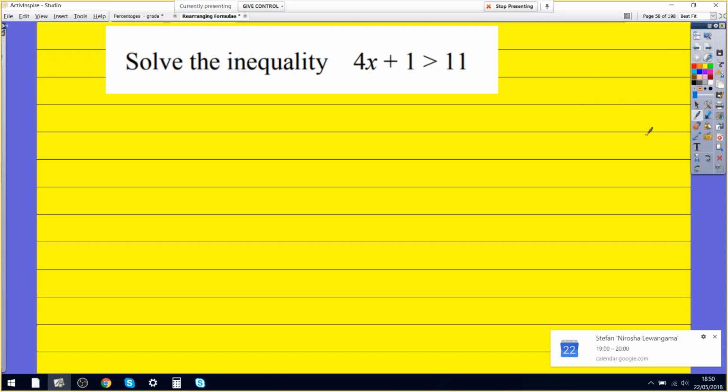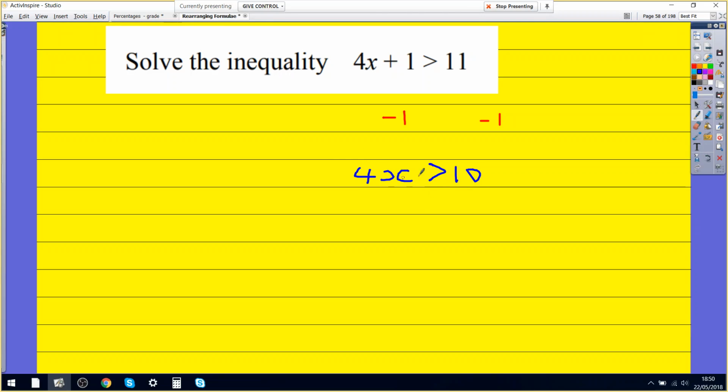Okay, let's do one more. Last one for this type. 4x plus 1 is greater than 11. So you take away 1 from both to start off with. Yeah. So the right bit would be 10, and then the left bit would be what else? You took away a 1, and so it was 4x plus 1. You take away the 1, so what's left? 4x. Yep. Okay, so 4x is greater than 10.